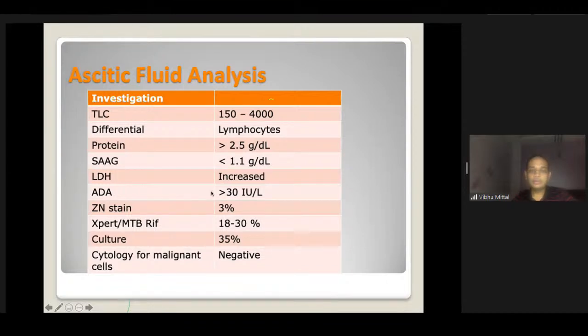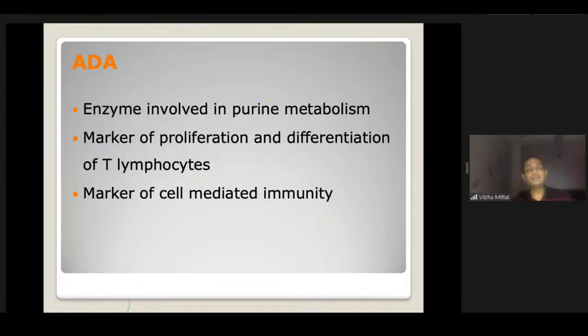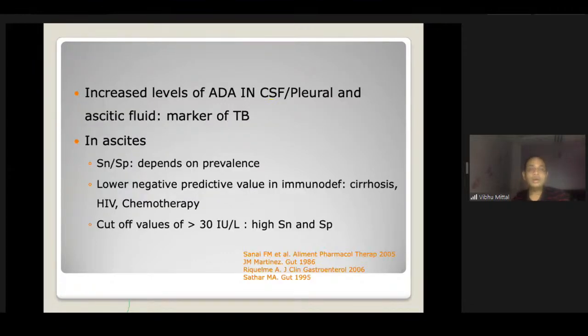Now, let us talk about ADA. This is now in existence for around 15 years. It is an enzyme involved in purine metabolism, and is a marker of proliferation and differentiation of T lymphocytes predominantly. So it is an indirect marker. Increased levels in CSF, pleural, and ascitic fluid have been taken as a marker for tuberculosis. There are various cutoffs in each fluid.